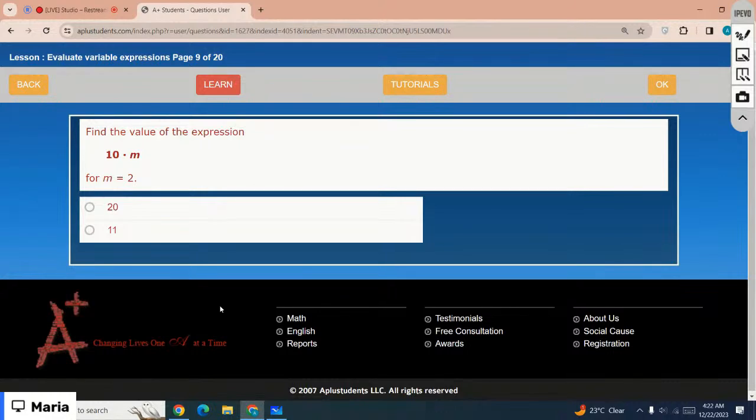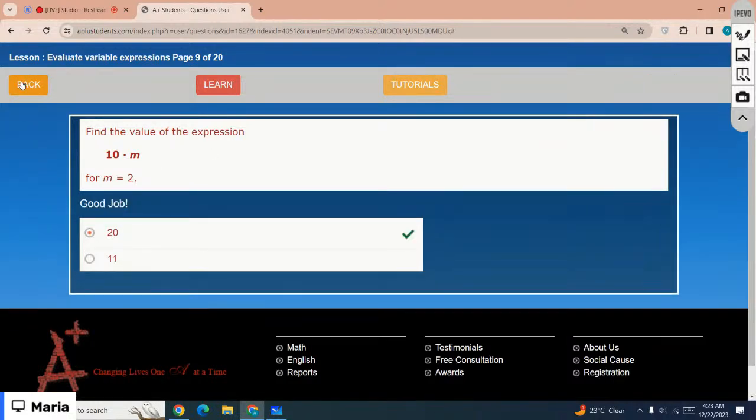You have to replace the variable m with a value that is 2. So 10 times 2 equals 20, right? Yes, the correct option is 20. Okay, you can complete the lesson by yourself later today. Let me just move on to the next lesson.